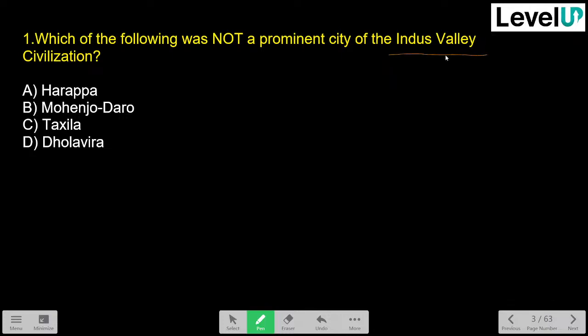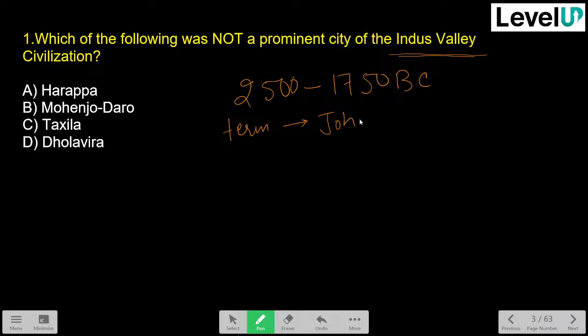So I will give some brief detail about the Indus Valley civilization. It was somewhere between 2500 BC to 750 BC. Most accepted time period is this. And the term Indus Valley civilization, the term was coined by whom? The term was coined by John Marshall. Please remember all these things, right? These can be directly asked in your examination.